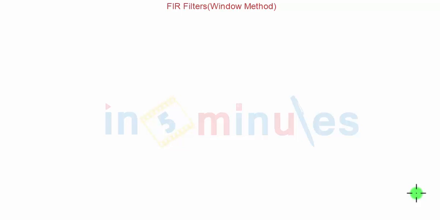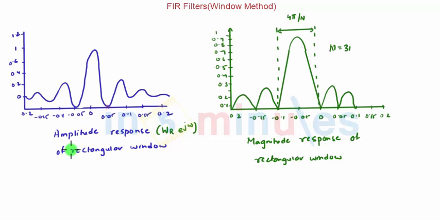In this video we are going to see the magnitude and amplitude response of the rectangular window. So let us have a look at it. The amplitude response of the rectangular window is given by this graph, where it is represented as the spectrum of WR e raised to j omega. Now we can see that WR e raised to j omega has two important features, that is the width of the main lobe and the side lobe amplitude. This is the main lobe and these are the side lobes.